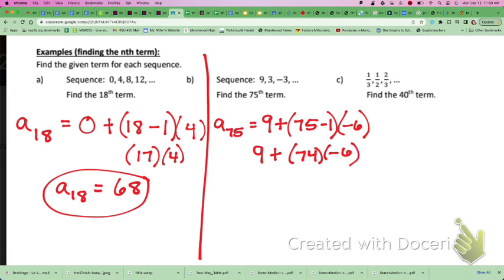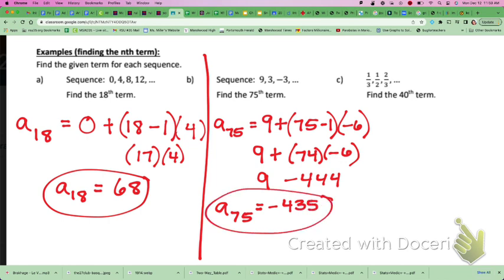Definitely going to need a calculator for that one. So 74 times negative 6 is negative 444. Plus 9 gets me negative 435. So my 75th term would be negative 435. Wow.